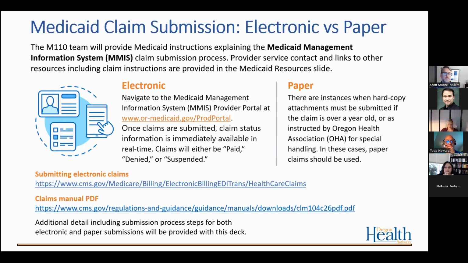Electronic claims, you're going to navigate to the Medicaid Management Information System, or MMIS, and this is our provider portal. Here you see the link for that portal. And once the claims are submitted, claim status information is immediately available. This is a live system. It's done in real time, and claims will either end in a paid status, denied, or suspended status. So you could see those three different options, but you can always look at your claims, and you can also receive your remittance advice or EOB information there as well.